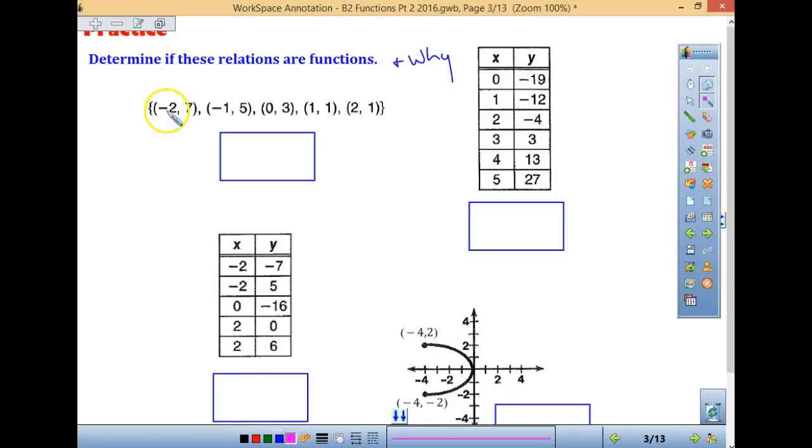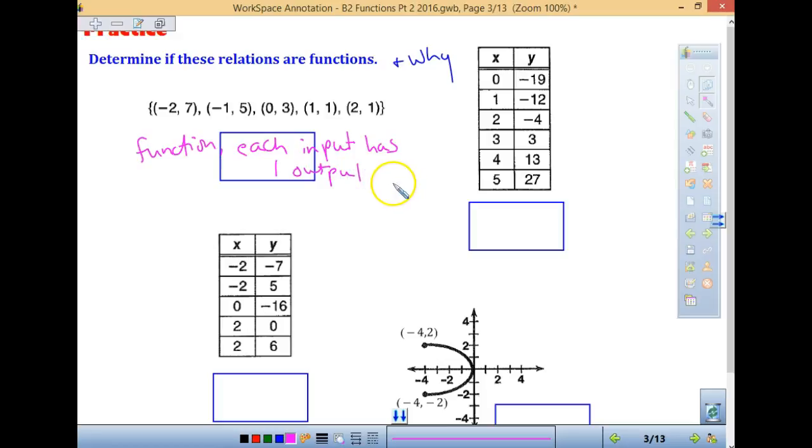So as we take a look at this, negative 2, 7, negative 1, 5, 0, 3, 1, 1, and 2. Does each input have one output? So is this one a function? We would say, yes, it is a function. Why? Each input has one output. Okay? So that's what we're kind of thinking about.